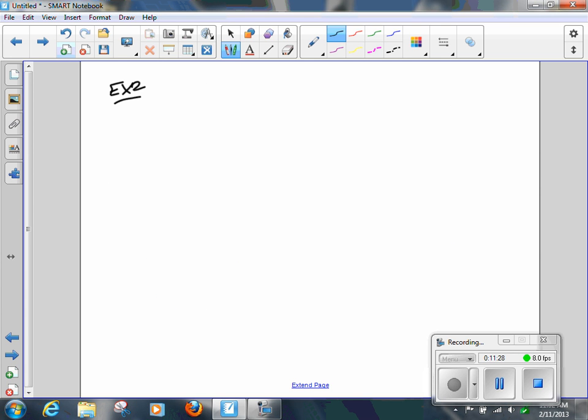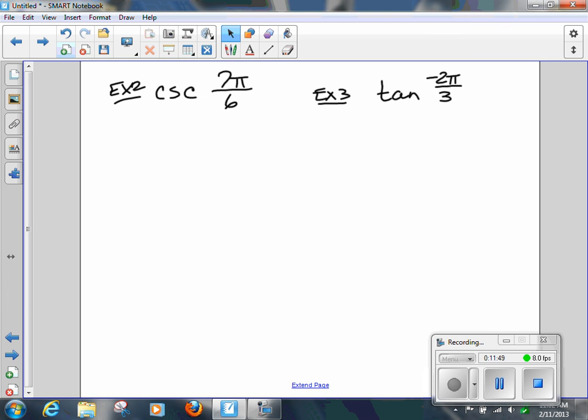Same type problem. I want you just to determine the sign of these two values. The cosecant of 7 pi over 6 and the tangent. Let's go with that. Negative 2 pi over 3, please. Do that one on your own. Do both of those on your own. Tell me whether they are positive or negative.